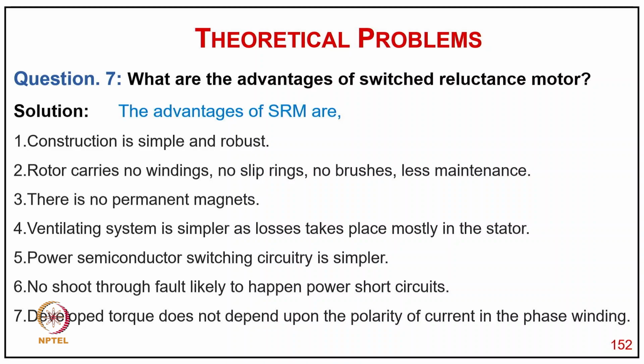There is no permanent magnet. The ventilating system is simple and losses take place mostly in the stator. The power semiconductor switching circuit is simpler. No shoot-through fault is likely to happen in the power circuit, and the developed torque does not depend upon the polarity of current in the phase winding.